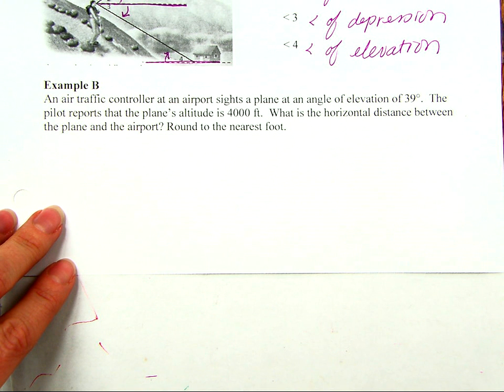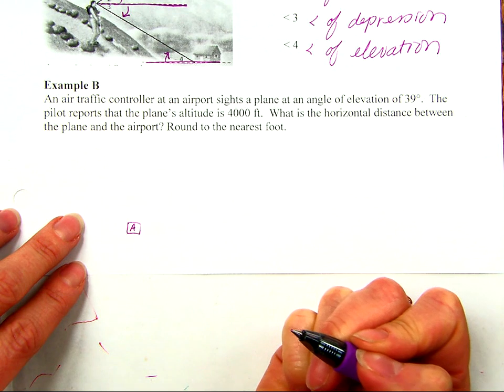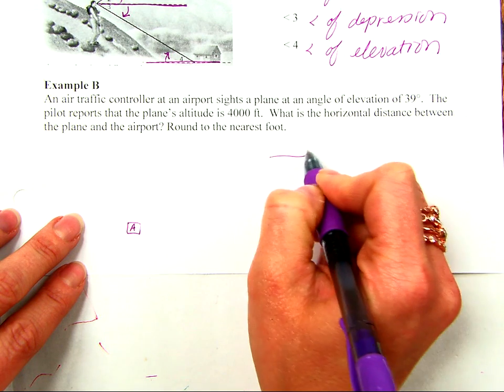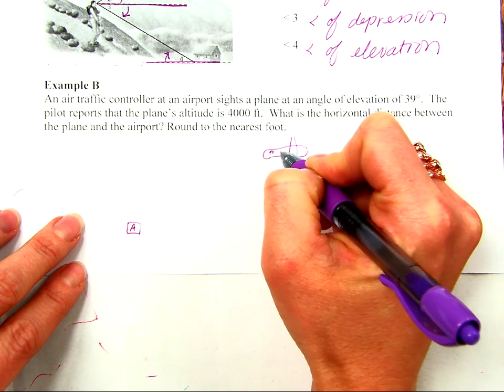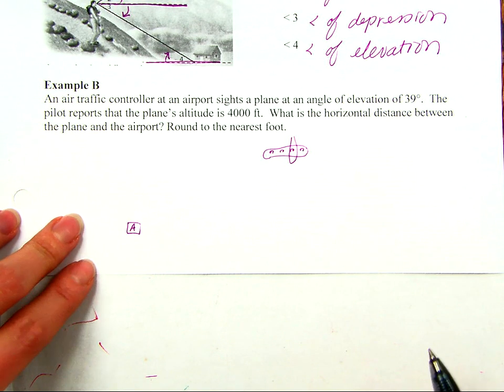Now sometimes when I'm solving word problems, I actually like to read them one more time to just kind of process. And then what we're going to want to do is sketch our diagram and label what we know. So the air traffic controller at the airport sights a plane at an angle of elevation of 39 degrees. So I'm just going to say that down here is my airport, and that's where my air traffic controller would be. And this person is sighting my plane, which, I'm not a very good artist, but here's my plane, at an angle of elevation of 39 degrees.